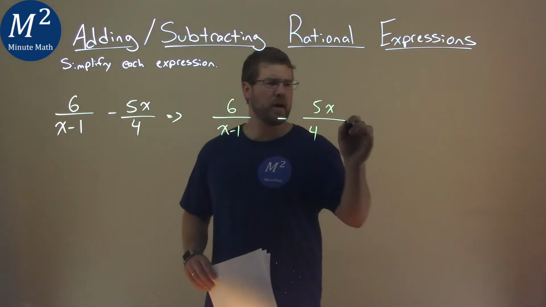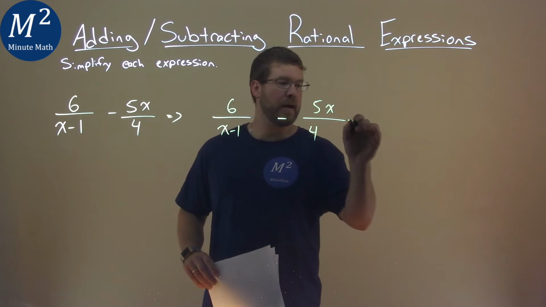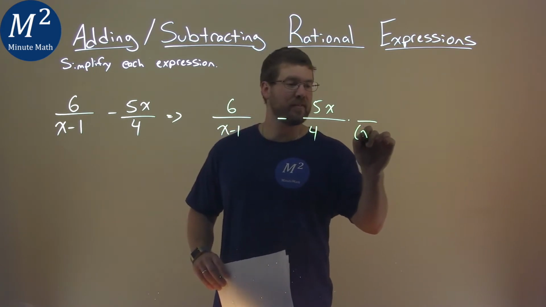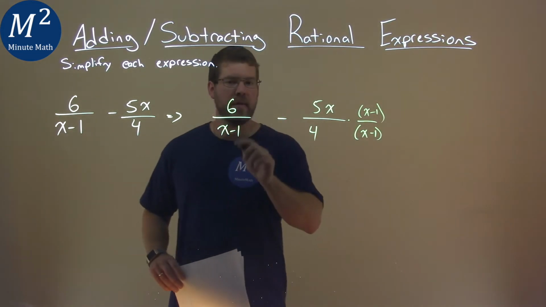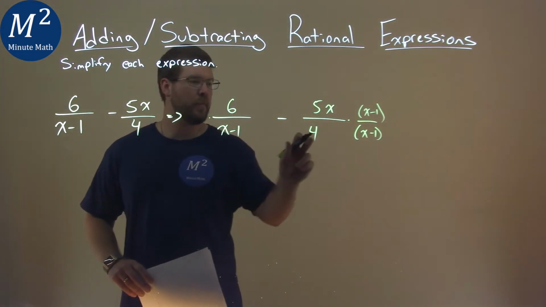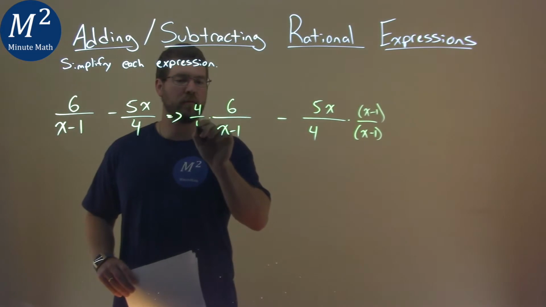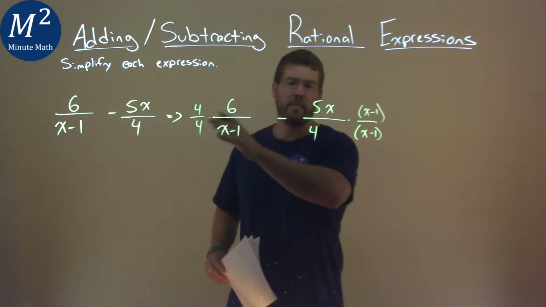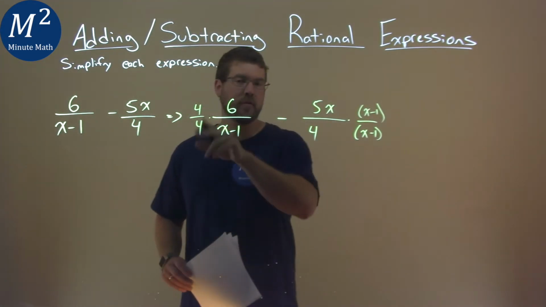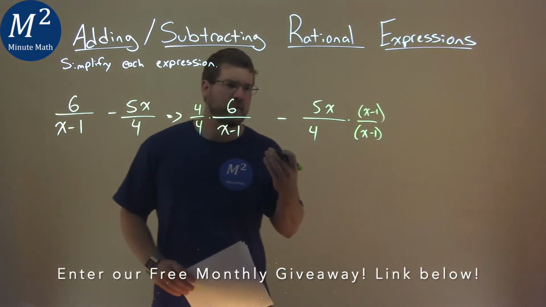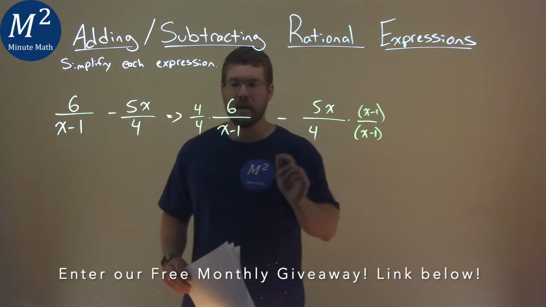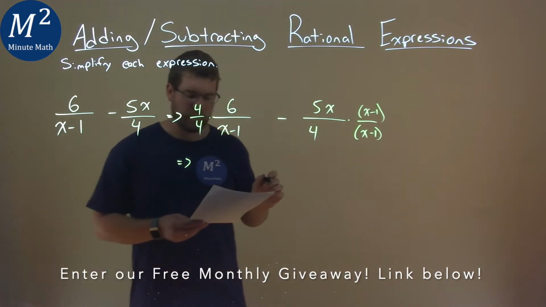If I multiply the right-hand side by x minus 1 over itself, that denominator, and then take my left one and multiply with this denominator, 4 over 4, we're essentially just multiplying by 1 here, right? 4 over 4 is 1, x minus 1 over x minus 1 is 1. But what that allows us to do is come up with the same base. So let's go simplify the numerator here.